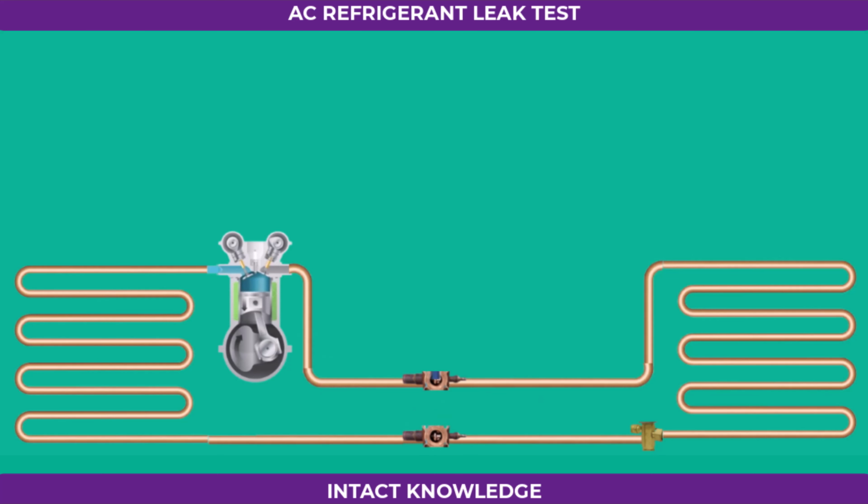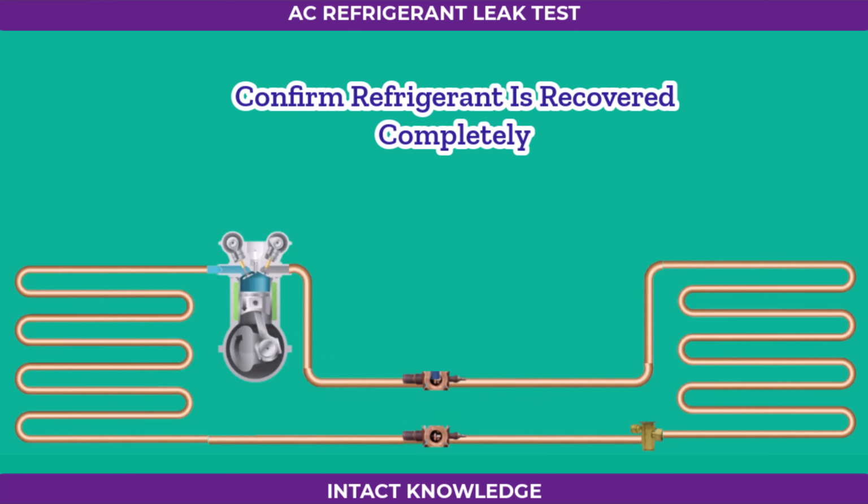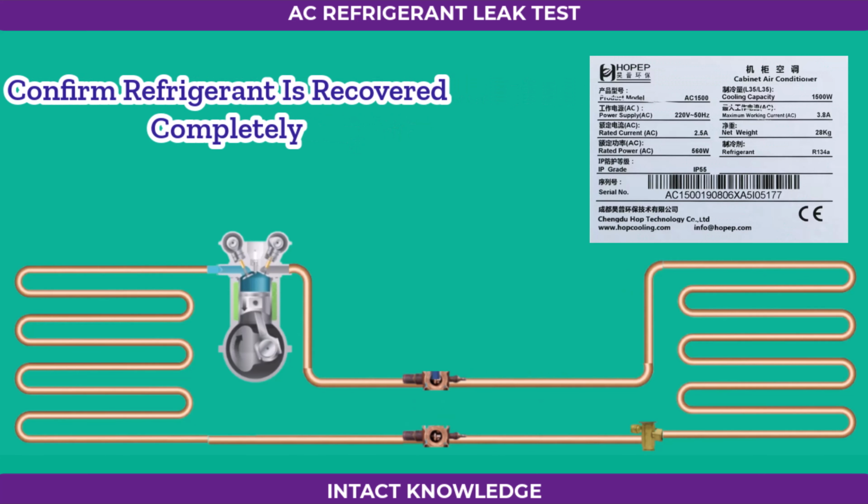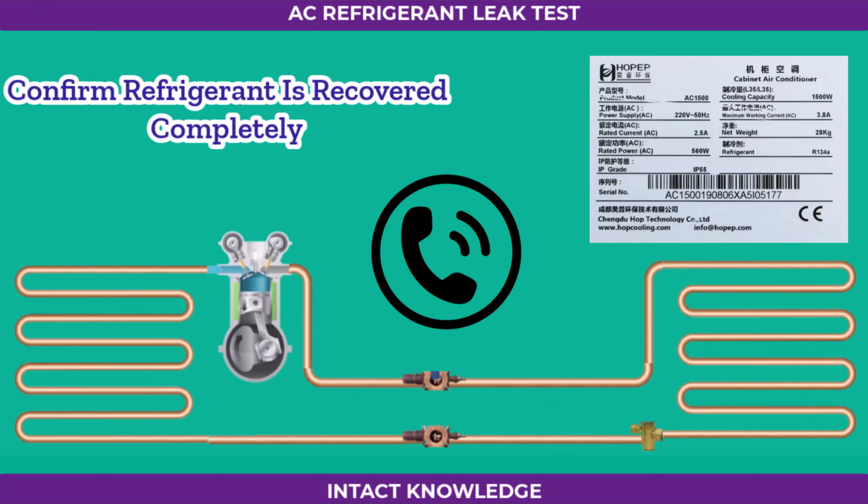Now let's move to preparation. As mentioned, confirm the refrigerant has been fully recovered. Next, check the equipment's data tag or service manual for the system's maximum working pressure or the recommended test pressure. Never go beyond that limit. Excess pressure can cause seals, coils, or valves to fail. If you can't find the information, always stay on the safe side or contact the manufacturer for clarification.